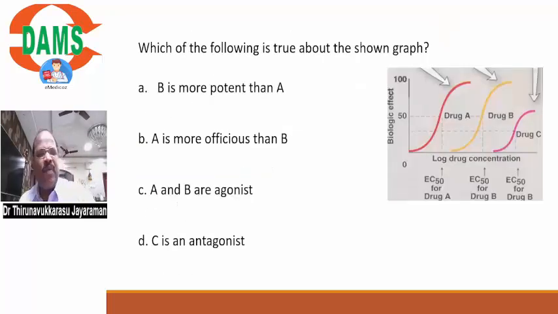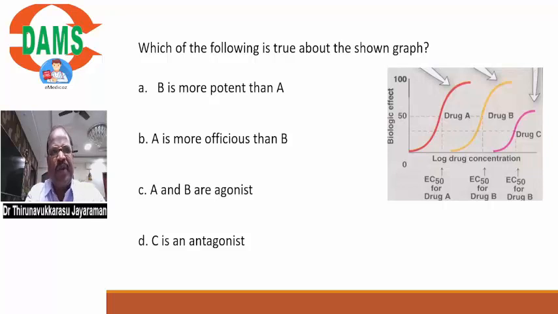Next question. Which of the following is true about the graph shown in this picture? They are asking an efficacy and potency based question. This type of question is very common, and we also repeatedly discussed it in our class. Options: B is more potent than A; A is more efficacious than B; A and B are agonists, C is the antagonist.